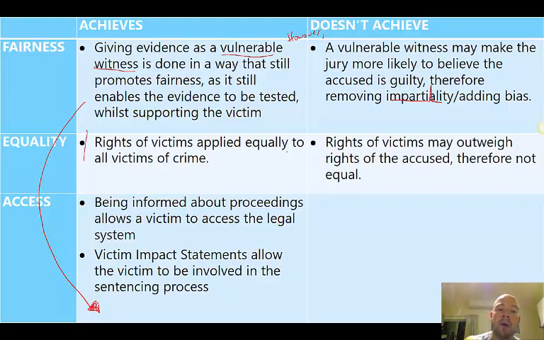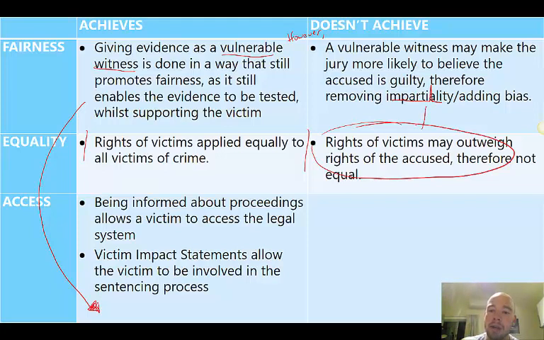The rights of victims apply equally to all victims of crime. It doesn't matter what type of crime you're a victim of, you can be on the victims register to find out that information and be updated on the progress. But there is an argument that rights of victims may outweigh the rights of the accused, which therefore means victims and accused people are not considered equal or are not receiving equal treatment.